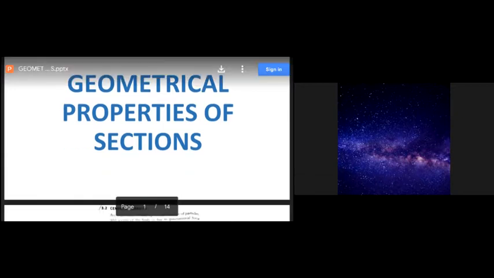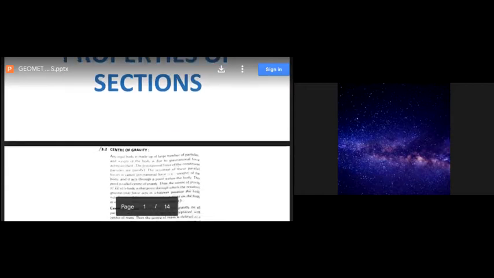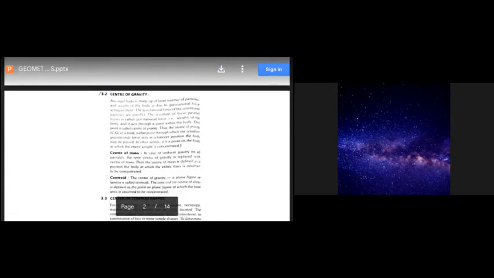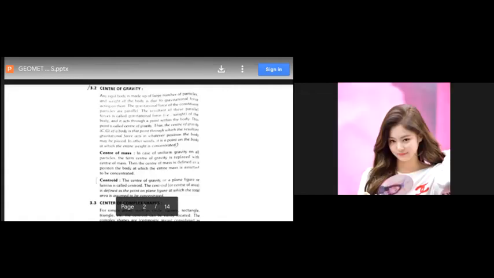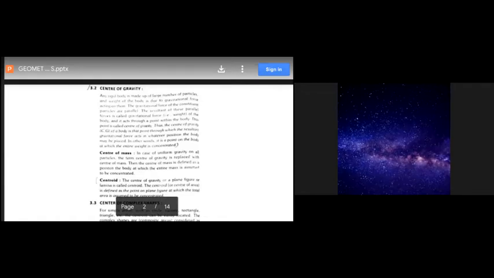In this session we will discuss the first property, that is center of gravity. In our syllabus we have the definition of the center of gravity, definition of centroid, the mathematical general formula for calculating the centroid of standard sections, and some related problems. These are the topics we will discuss in this session.